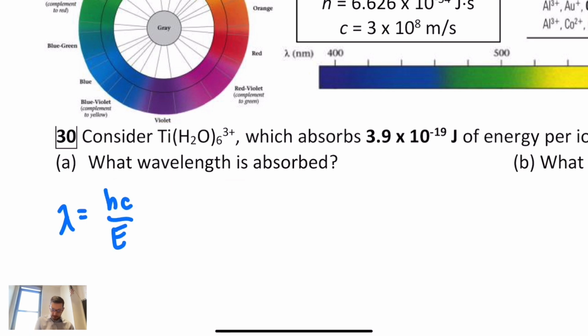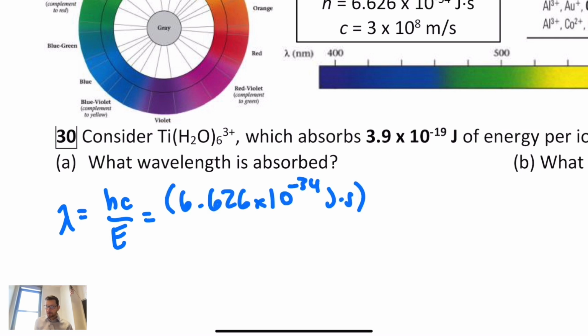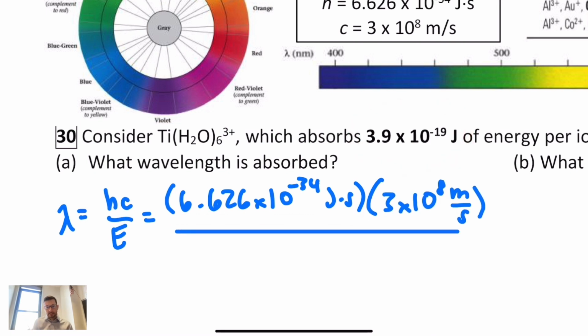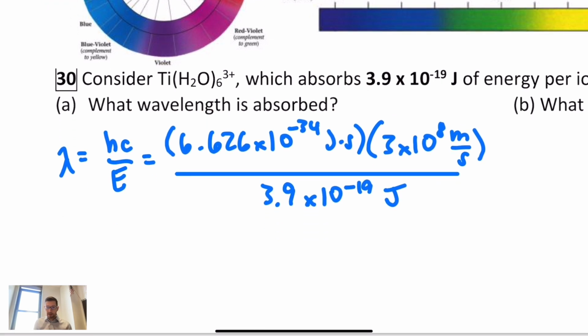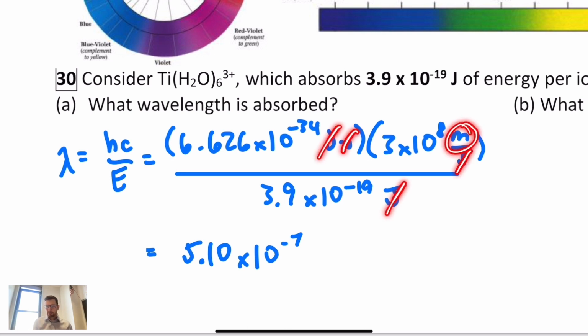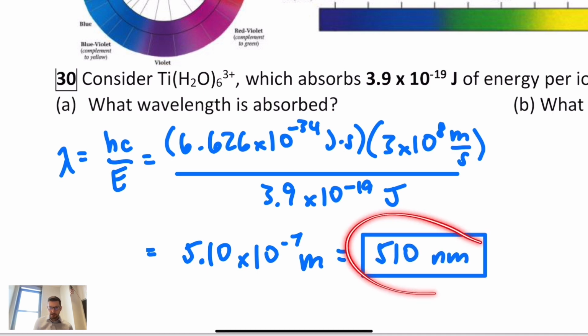H, Planck's constant, is 6.626 times 10^-34 joules seconds. C is 3 times 10 to the 8th meters per second, and the energy is given 3.9 times 10 to the -19 joules. You plug in the numbers, you get 5.1 times 10 to the -7. Check your units. The joules cancel, the seconds cancel, so this is meters. You could leave it like that, but most of the time we use nanometers for wavelengths, so just hit times 10 to the 9, and you get a couple hundred nanometers, 510 in this case.